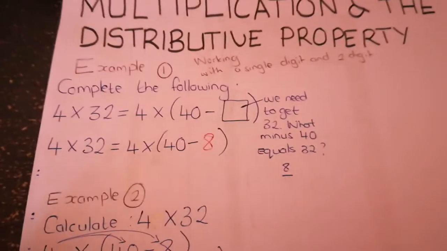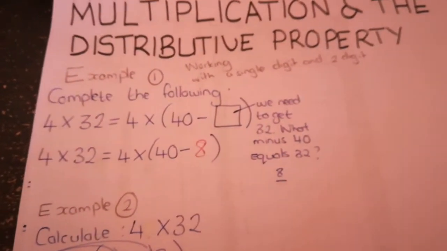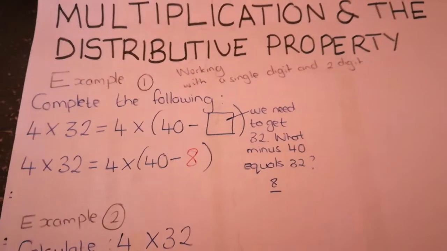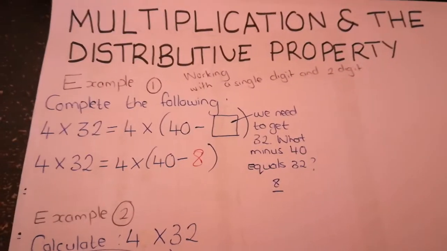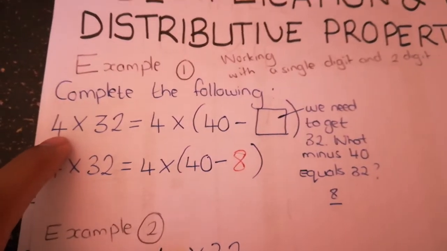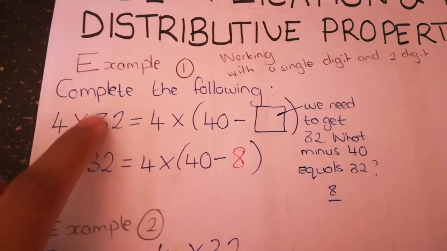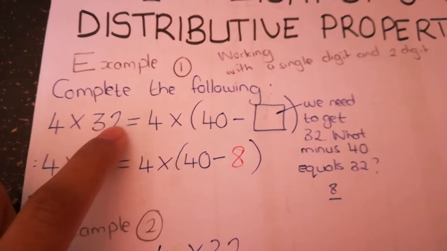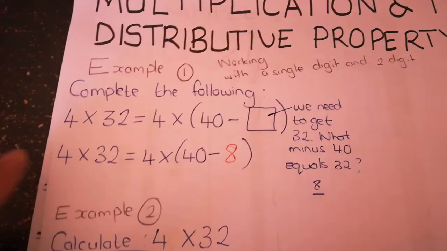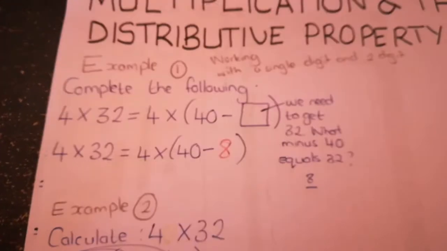Now, with this first section, we are working with a single digit times a two-digit number. So if you look here, here's a single digit, 4 times 32, which is a two-digit number. That means it consists of two numbers, right? So what we are going to do is break up the two-digit number.